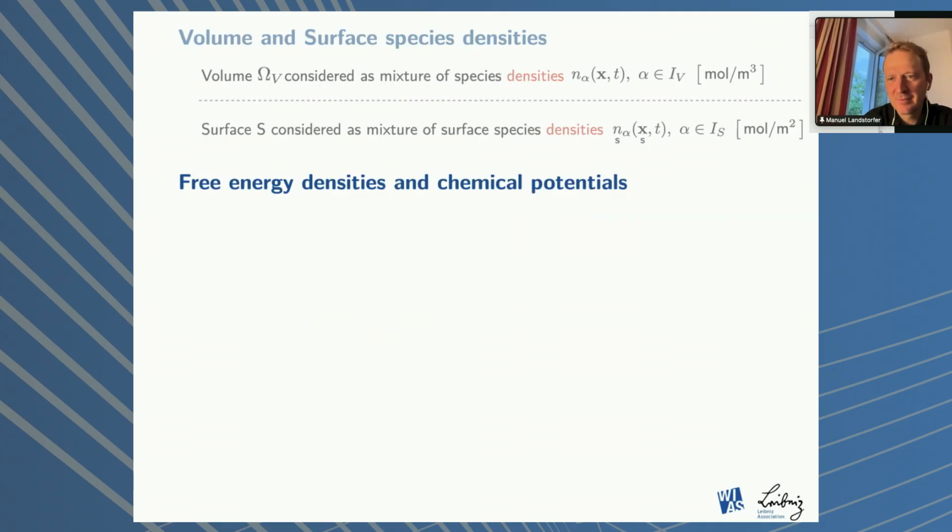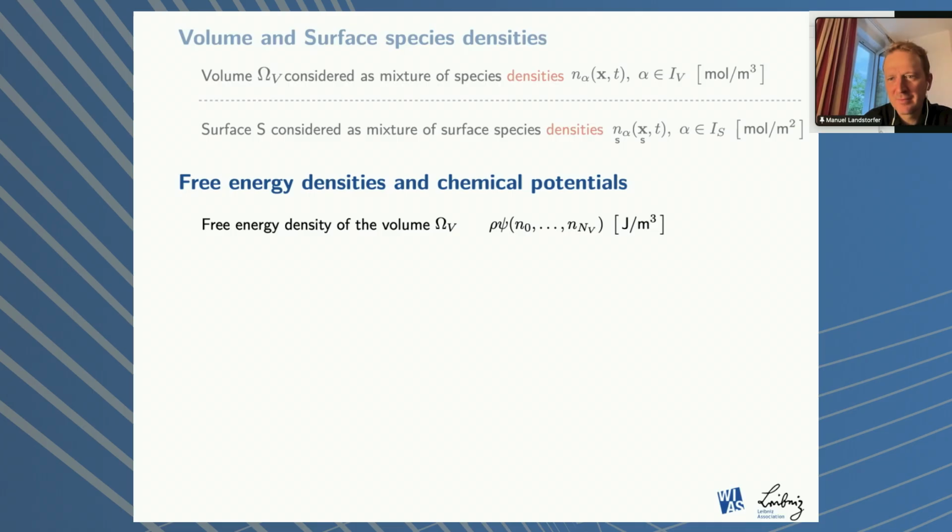In order to close the set of balance equations you will see in a second, we need free energy densities and chemical potentials. This is where thermodynamics comes into play. So we state for every volumetric phase a free energy density in terms of these species densities.